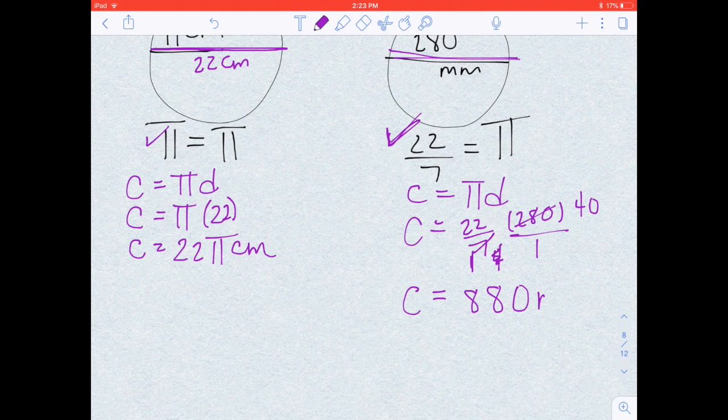880 millimeters. If you didn't simplify, that's okay. You just would have had to divide it by 7 when you were done, and that would give you your 880 millimeters that you would use for your circumference. So sorry, it's 880 millimeters. I said 88 before.